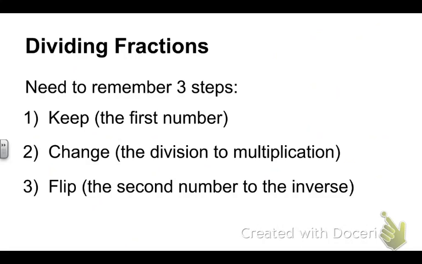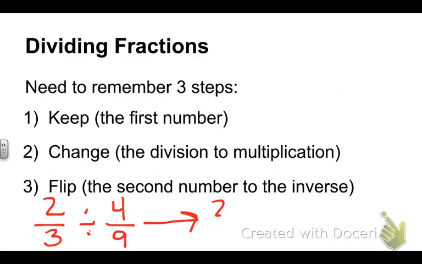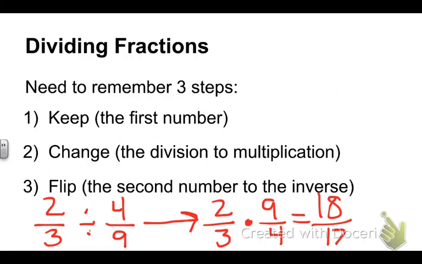We will work with a couple problems, but just to give you a quick idea, if we have 2/3 divided by 4/9, what that's going to change into is keep the first 2/3, change your division to multiplication, and flip that second number. If you multiply straight across, it's going to be 18/12, and then you can reduce that, but I'm not getting into that tonight. We will do that tomorrow.